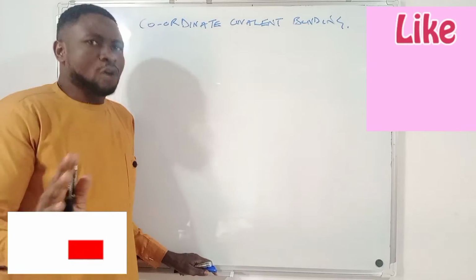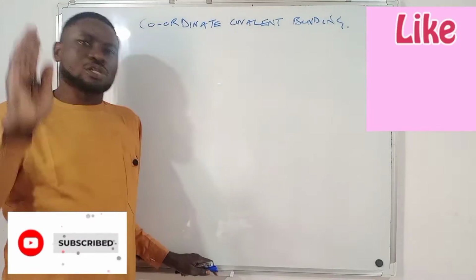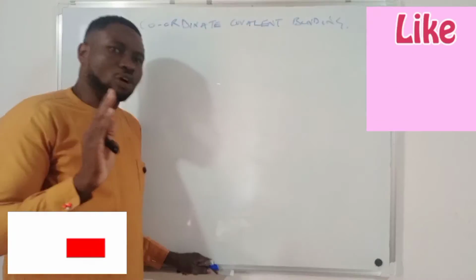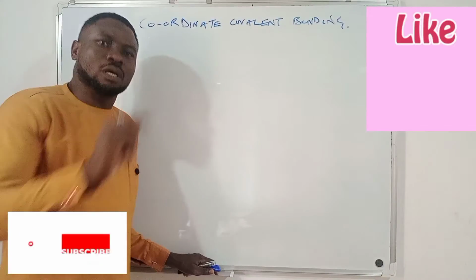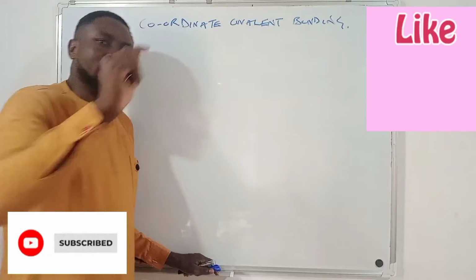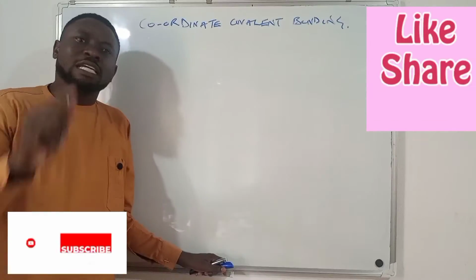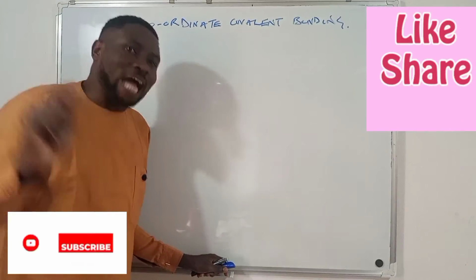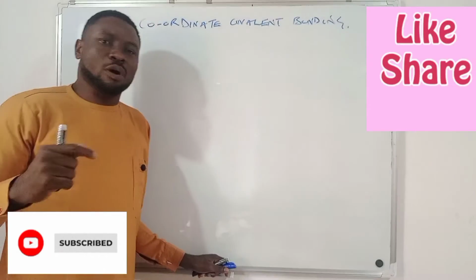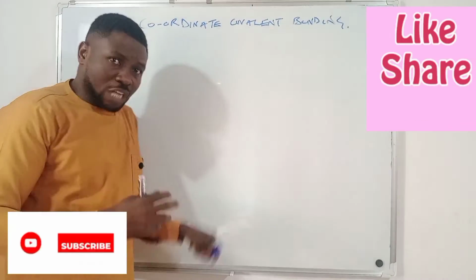Unlike ionic bonding, where there is transfer of electrons from one atom, the metallic atom, to the other atom, the non-metallic atom, leading to the formation of what? A positively charged cation and a negatively charged anion. But dative covalent bonding is a type of covalent bonding because it involves sharing of electrons.